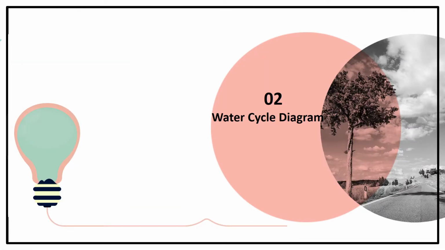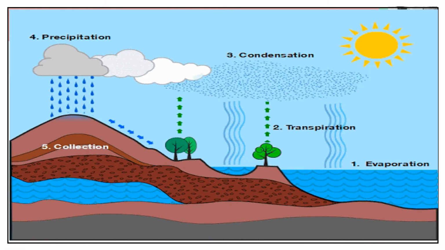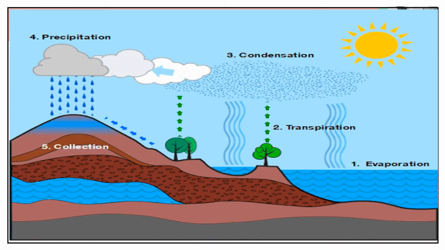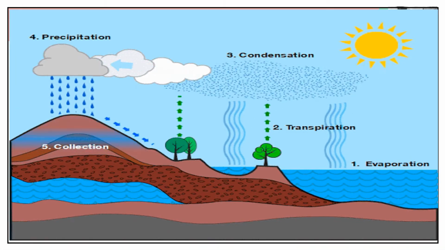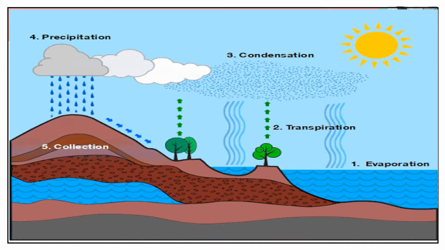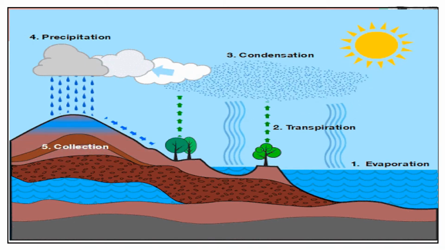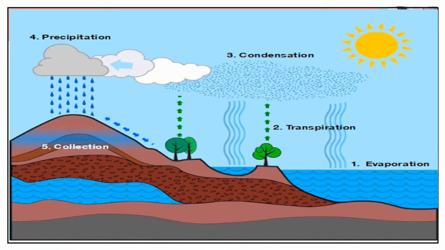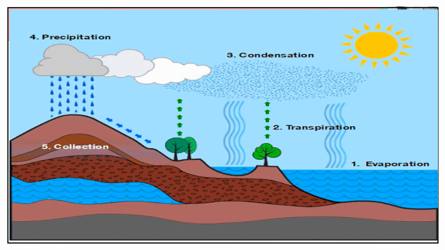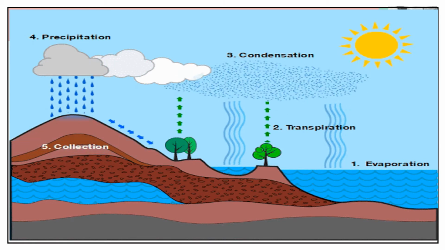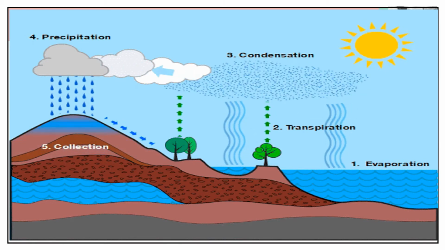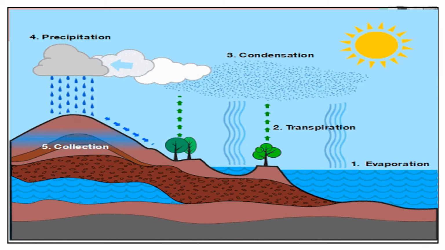Water cycle diagram. The sun heats up the water that comes from oceans, seas, rivers, and lakes and changes it into water vapor. This process is called evaporation. Plants also lose their water from their leaves and change it into water vapor. This process is called transpiration.